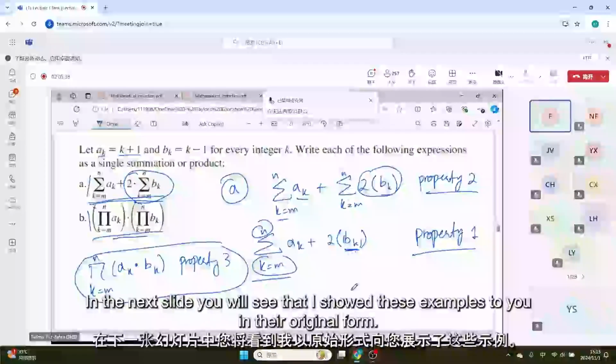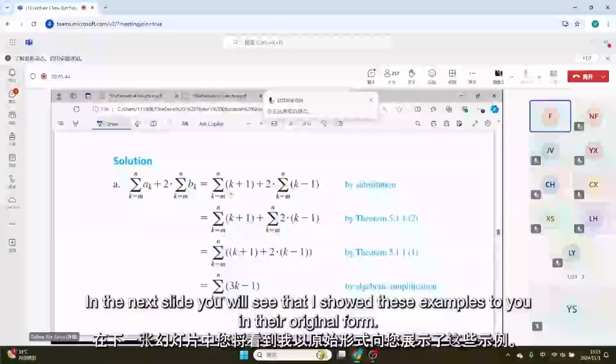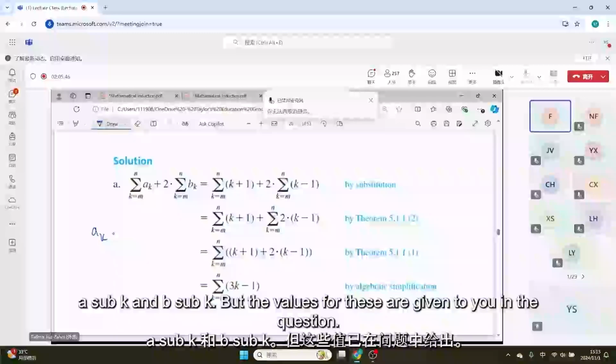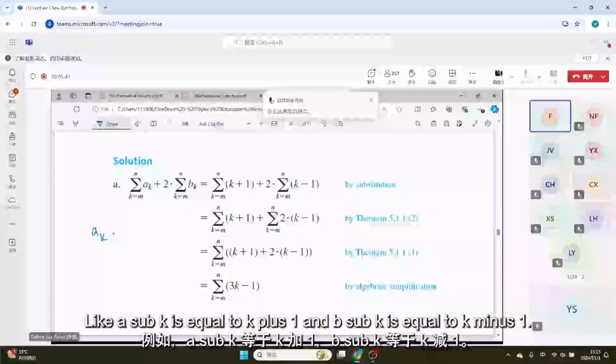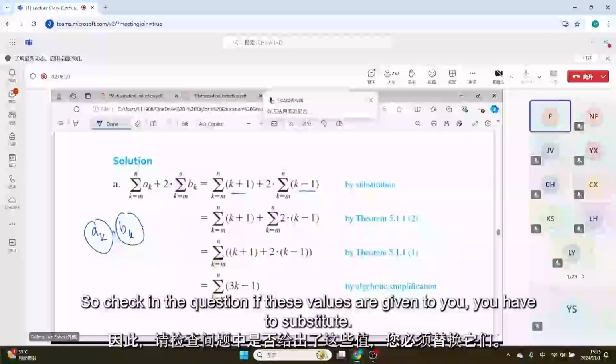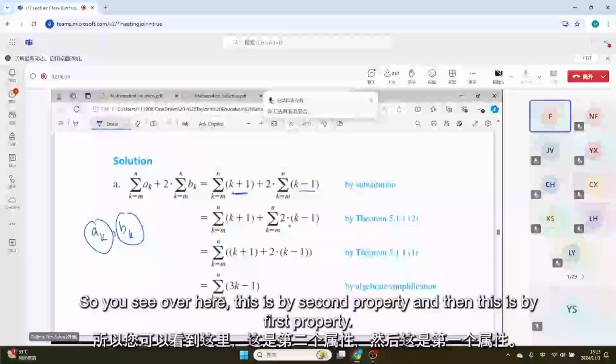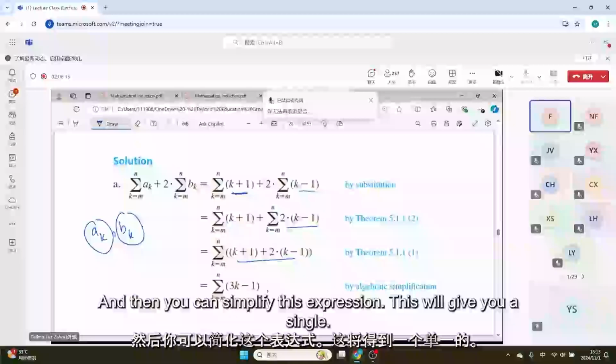In next slide, you will see that I showed these examples to you in their original form, a sub k and b sub k, but the values for these are given to you in the question, like a sub k is equal to k plus 1 and b sub k is equal to k minus 1. So here they have substituted, so you can do that. It's the same thing, just that you are substituting. So check in the question, if these values are given to you, you have to substitute, but the properties will remain the same. The steps are same. So you see over here, this is by second property, and then this is by first property, and then you can simplify this expression. This will give you this answer.